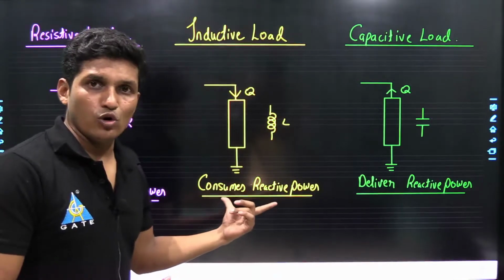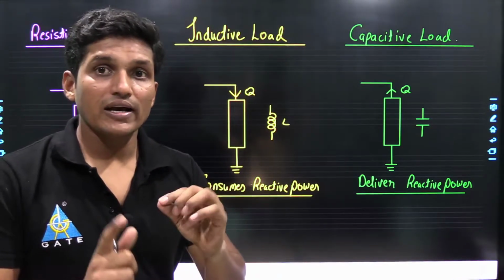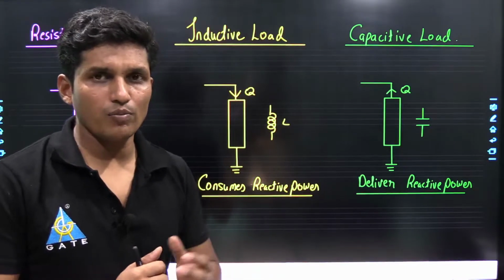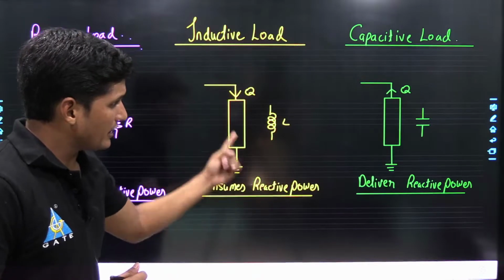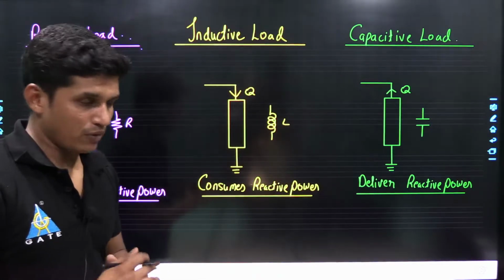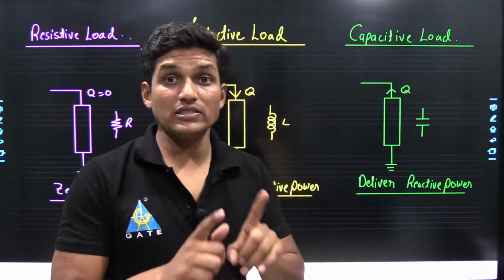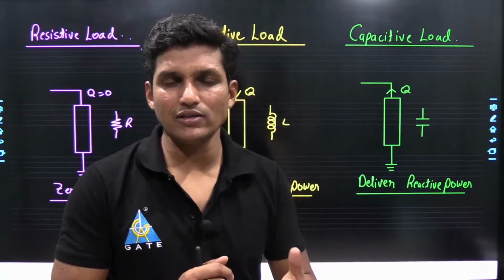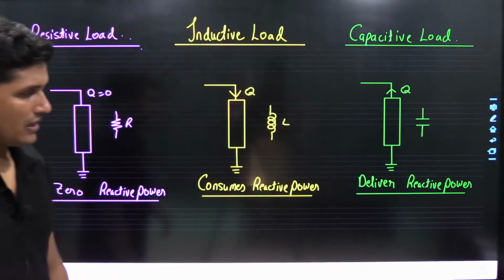For inductive load, there is some phase difference between voltage and current. Current lags voltage by some angle depending upon the value of R and L. So the inductive load consumes reactive power, whereas in capacitive load, in which the current leads voltage by some angle, it delivers reactive power.